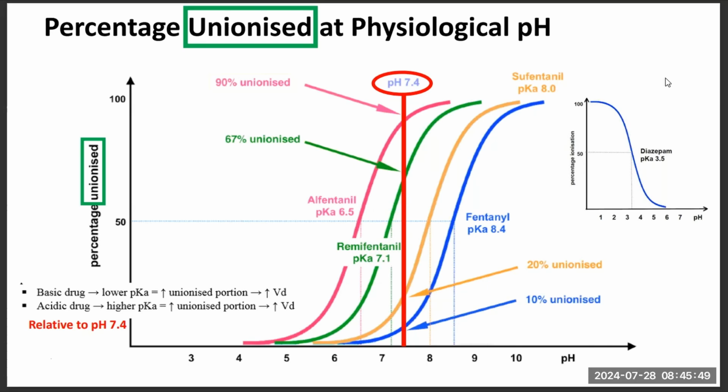So we draw a line across. So what's the implication of this? Percent ionized. So what does it mean? Look at fentanyl. What does it mean? So what does it mean? What's the implication? In the viva they can just show you this diagram. What's the implication?